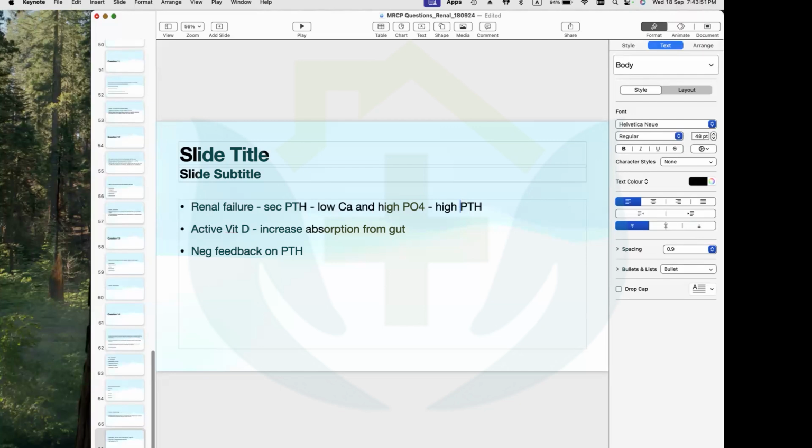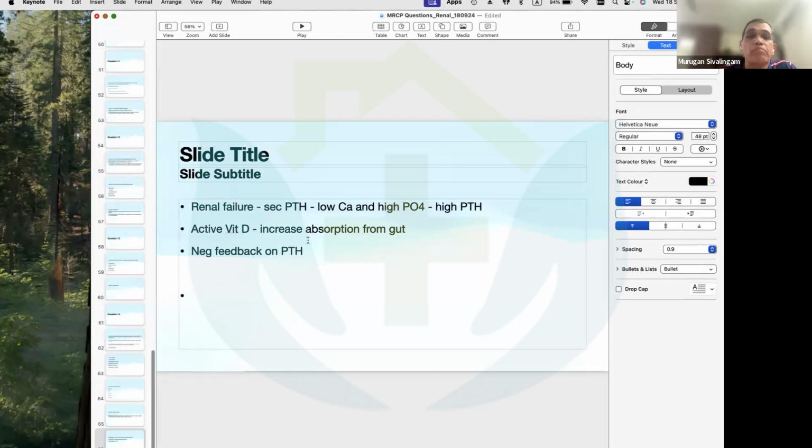Understood? So now what happens is, once these patients are established on dialysis, they have a high phosphate already, and you're giving all these calcium supplements, phosphate binders, etc. Sometimes this active vitamin D also makes you absorb even more calcium. But that's not the main reason why calcium will tend to go up. What happens is, over time, this PTH becomes autonomous.